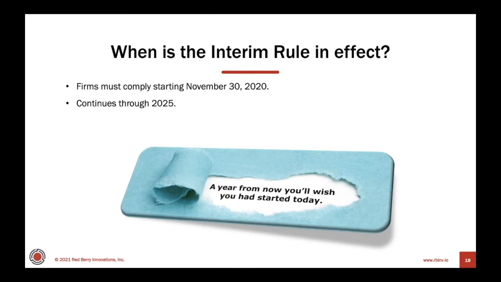When is the interim rule in effect? Firms must start compliance starting on November 30th, 2020. And this is going to continue through 2025. Starting on October 1st, 2025, the Department of Defense expects all contracts will incorporate CMMC into all new DoD procurements.